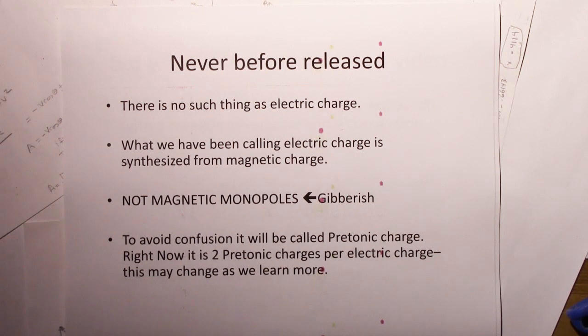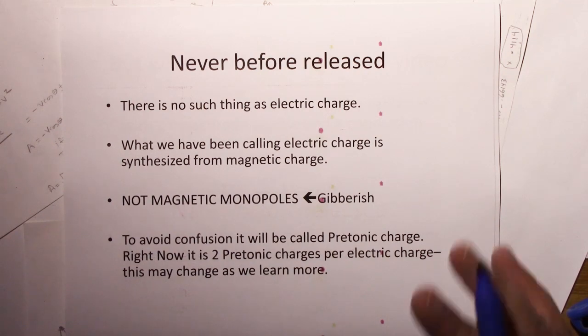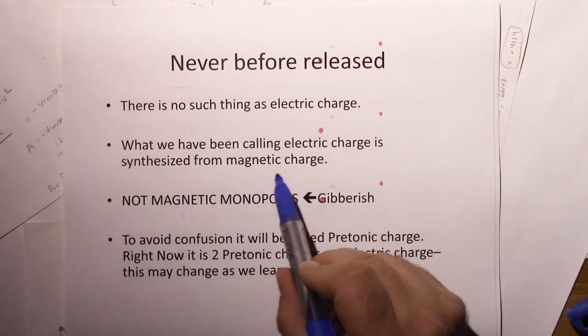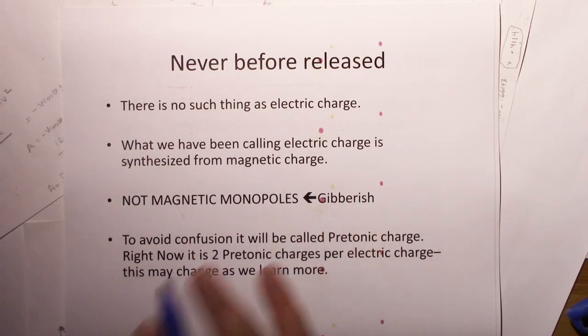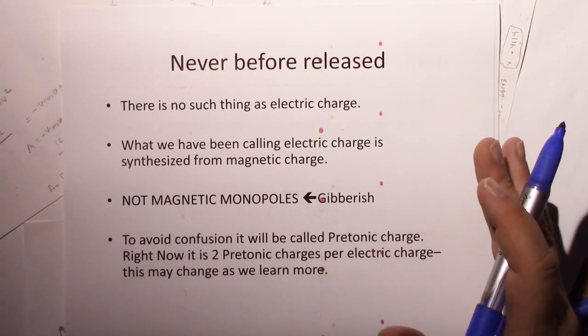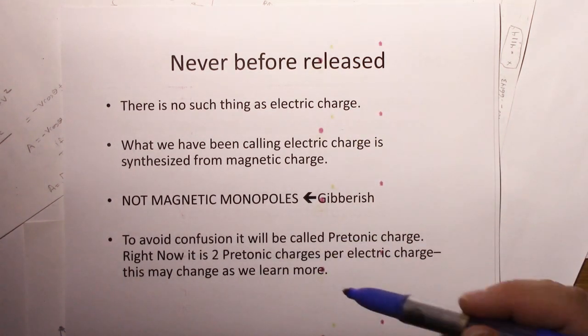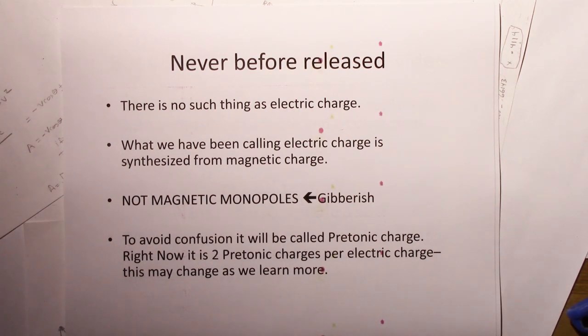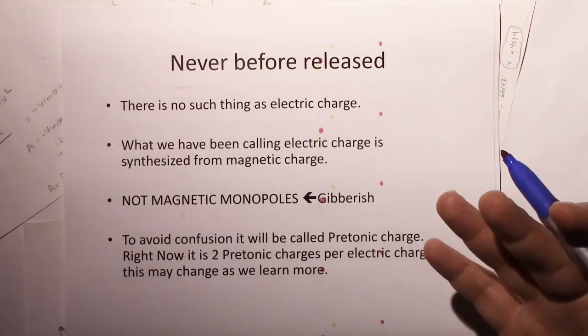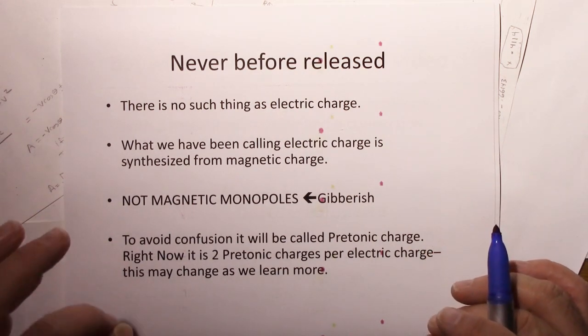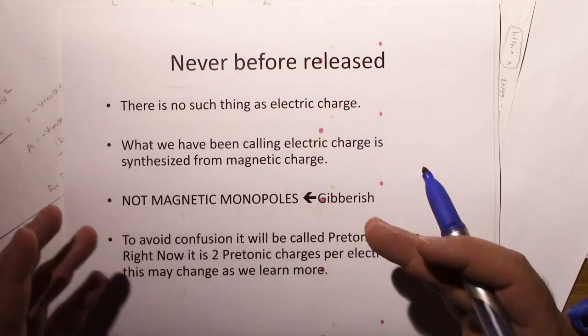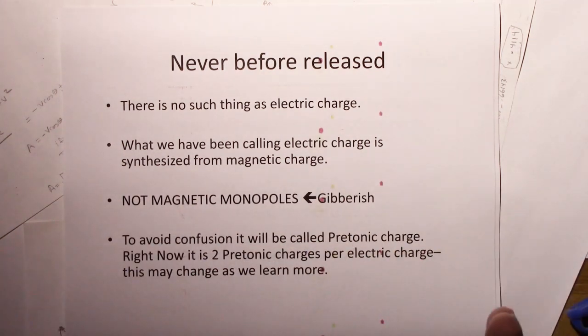So again, there's no such thing as an electric charge. What we've been calling an electric charge is synthesized from magnetic charges. Don't get magnetic charges confused with magnetic monopoles. Magnetic monopoles are complete gibberish. These are magnetic charges, so to avoid the confusion, we're going to call them pretonic charge. Right now it's two pretonic charges per electric charge, and this may change because there are other ways to normalize these systems, especially when we start spinning in 3D. So the quantity of pretonic charges to electric charges may change as we learn more about how these systems spin in 3D.